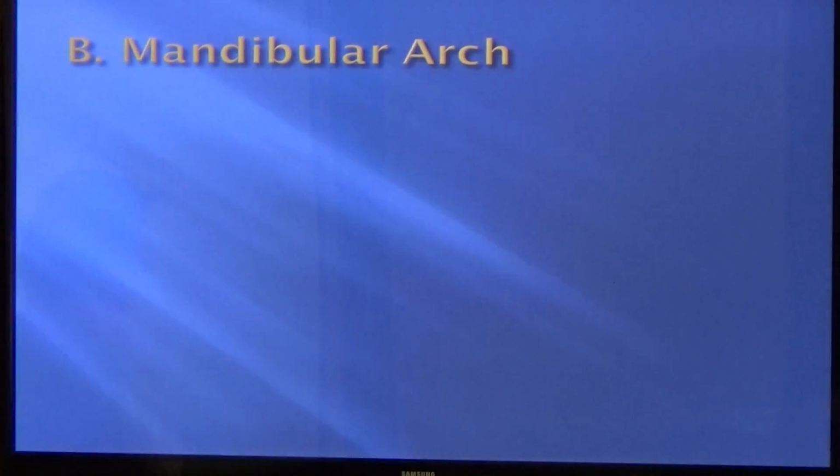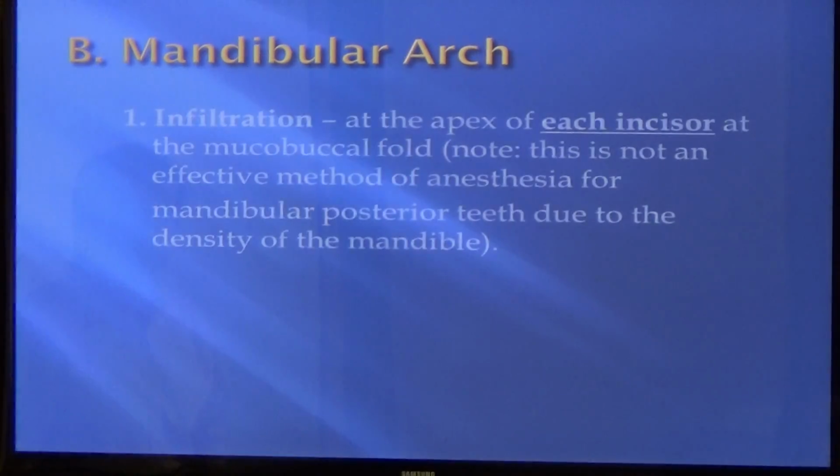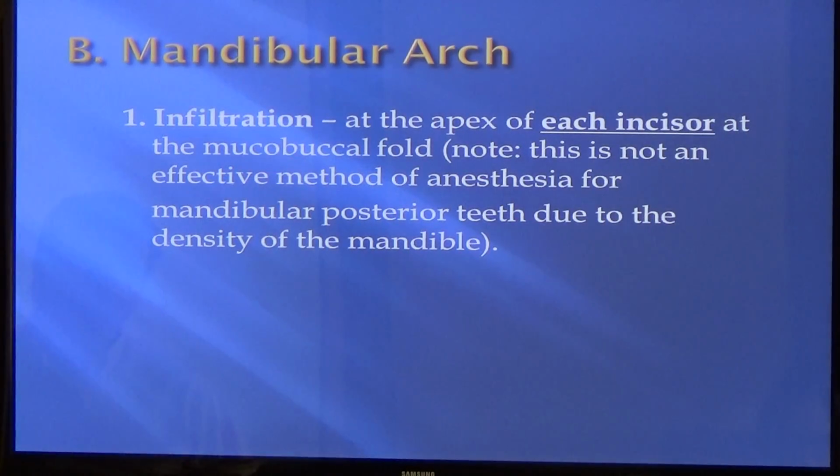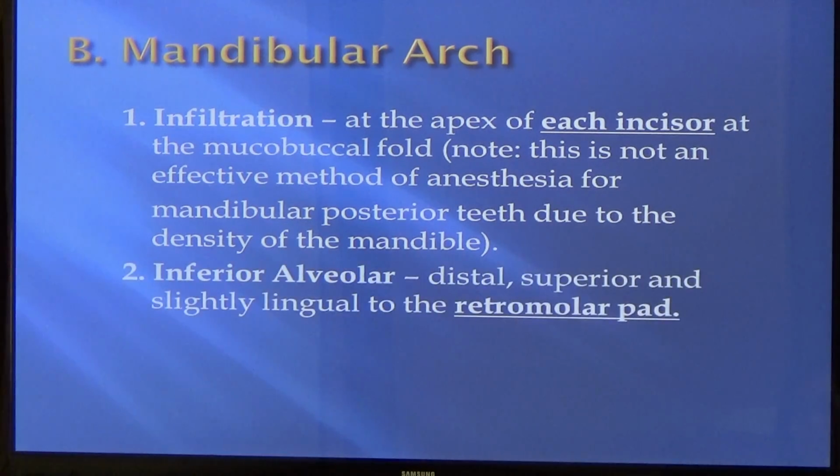Okay, now those were for the upper arch. For the lower arch, infiltration usually you can do on older patients, maybe lower front. It doesn't work really well, but you can try. Especially if they have gum disease, it'll work better because there's not much bone it has to go through. But usually on the lower, infiltration is not really that effective, but you can try. Usually it's an inferior alveolar.